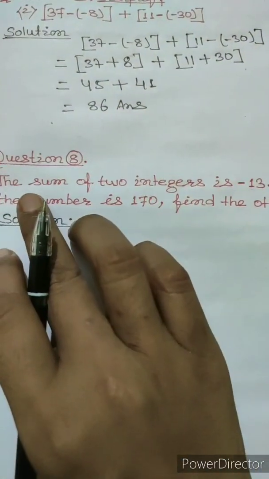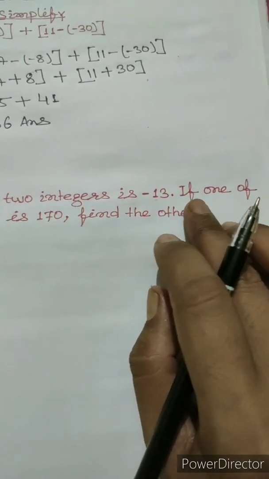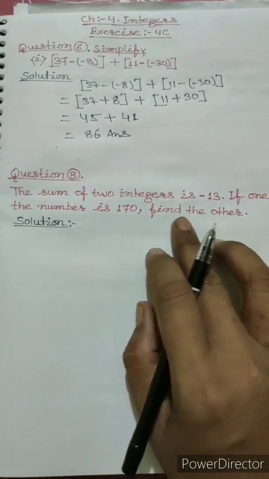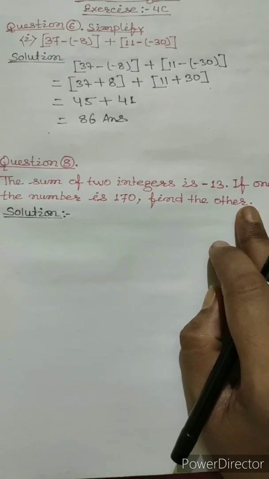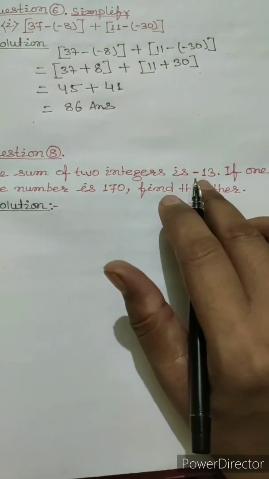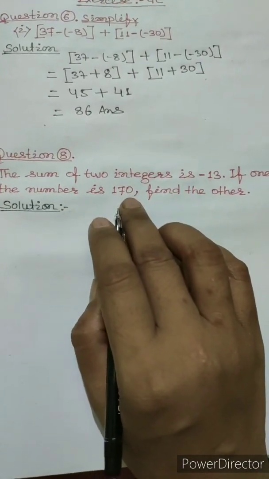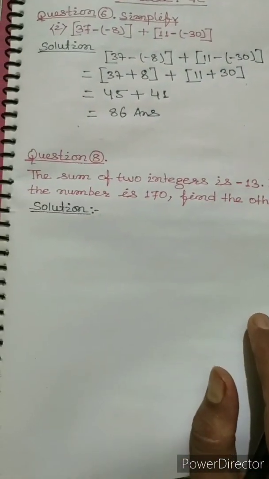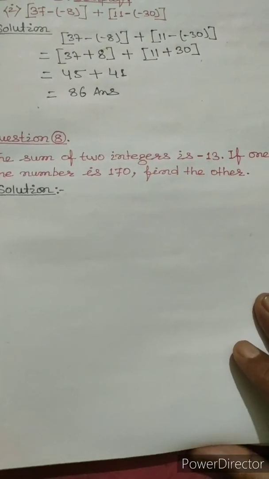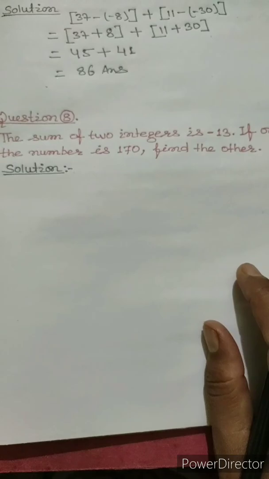Question number 8 says the sum of two integers is minus 13. If one of the numbers is 170, find the other. It is a very simple question. The sum is given as minus 13, and one integer is given as 170, and you need to find the other integer. To find the other integer, I will explain two methods.